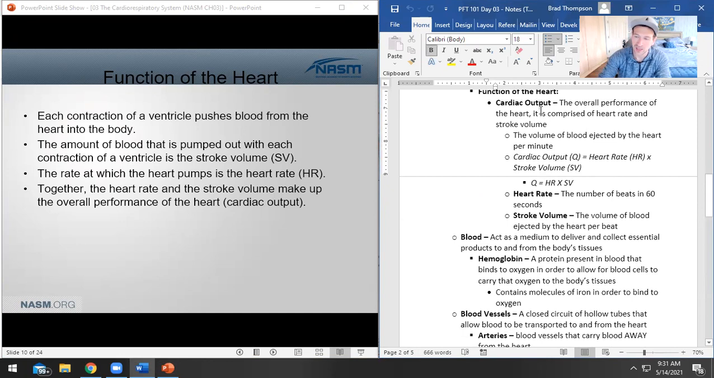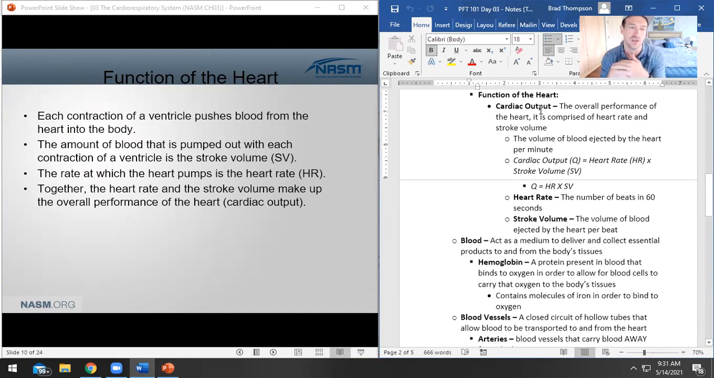So we talked about the chambers, and how the heart is actually functioning. Now we have to look at how we measure the functionality of your heart. The function of your heart is measured by how effectively it is able to deliver oxygen throughout the body. How effective is your heart at delivering blood everywhere it needs to go? That's the measure of how functional our heart system is.